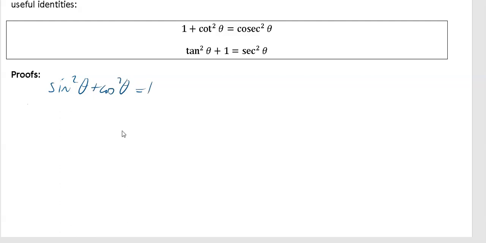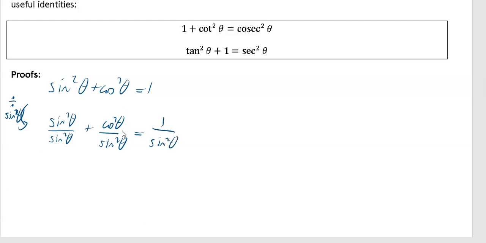Now, what you're going to do for the first one, to get from this first line to the second line, is divide through by sine squared theta. So that gives you sine squared theta all divided by sine squared theta plus cos squared theta all divided by sine squared theta is equal to 1 divided by sine squared theta. Okay, sine squared divided by sine squared is dead easy. It's just 1. And I'll come back to the second one. It's the hardest one. 1 over sine theta is cosec theta, so 1 over sine squared is cosec squared theta.